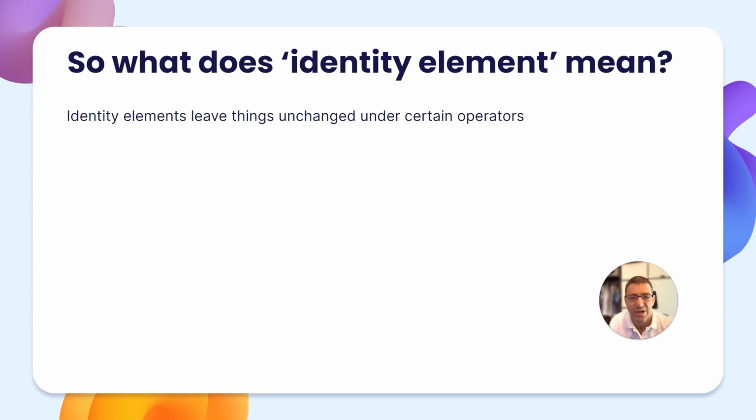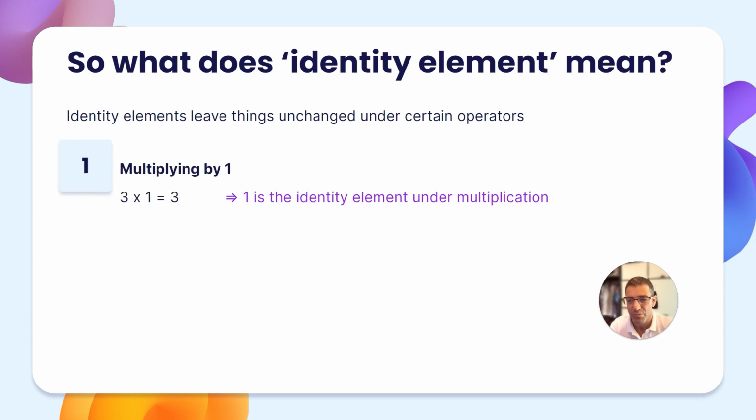So what does the phrase identity element mean? Identity elements leave things unchanged under certain operators. To be more specific, if you multiply a number by 1, well, 3 times 1 is equal to 3. We leave the element unchanged, so 1 is an identity element under multiplication.